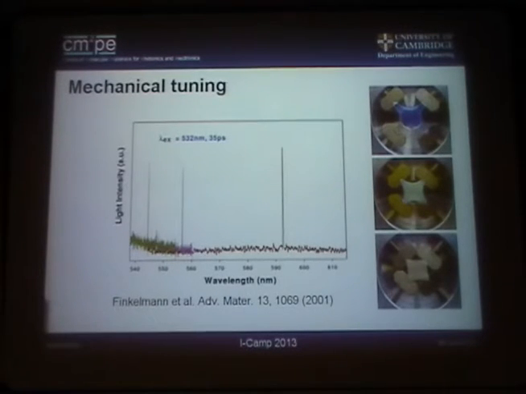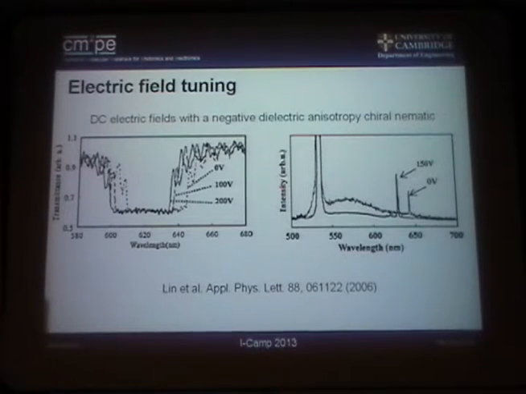There's mechanical tuning using cholesteric elastomers. There's some work done on this, and you can get some nice tuning just by stretching, you're changing the pitch of the structure. And of course the holy grail is using electric fields. We've tried this intensively, and it's quite difficult to do. Some people have used negative dielectric anisotropy crystals in the field, and by adjusting the voltage across the sample, you can shift the photonic structure.